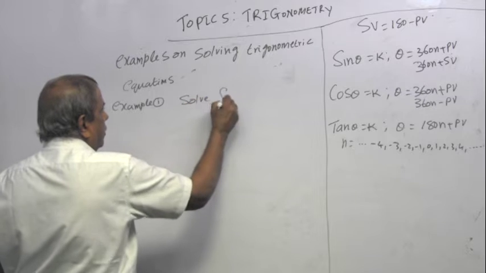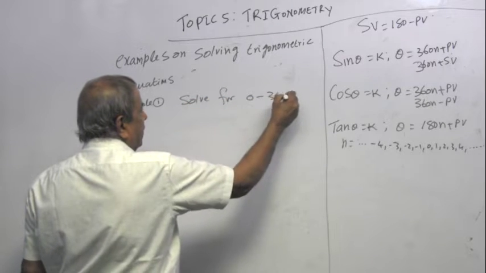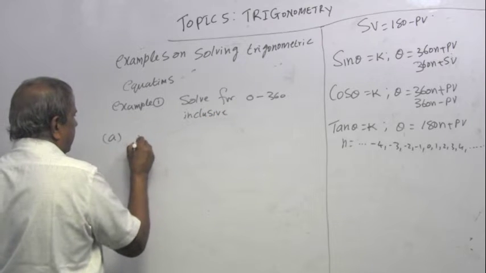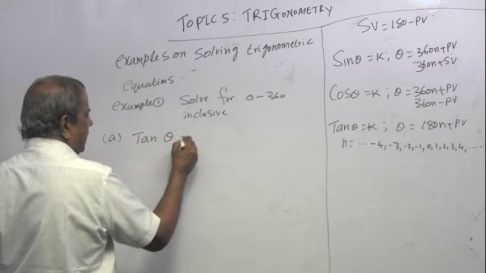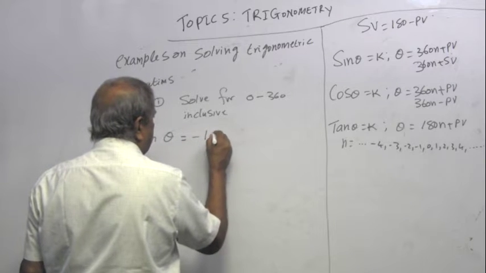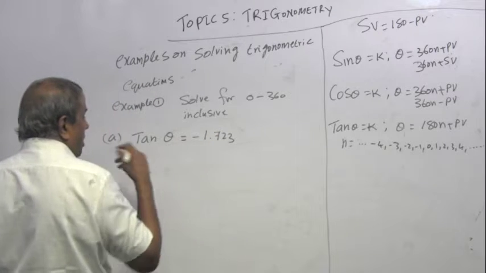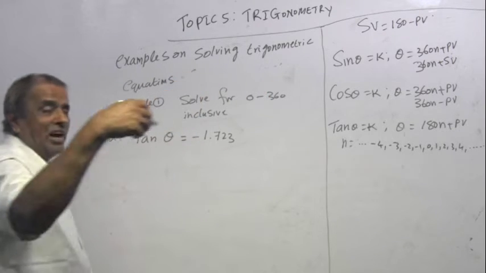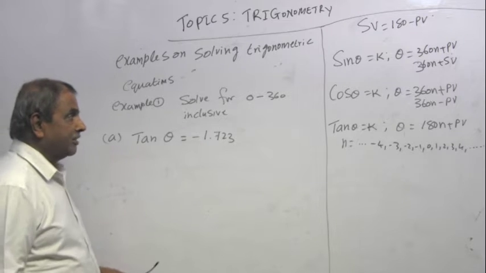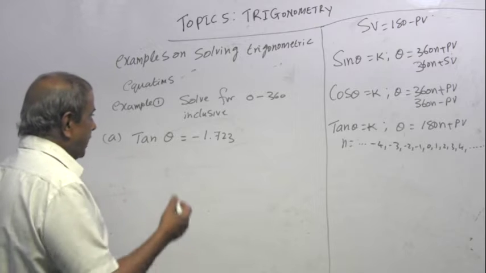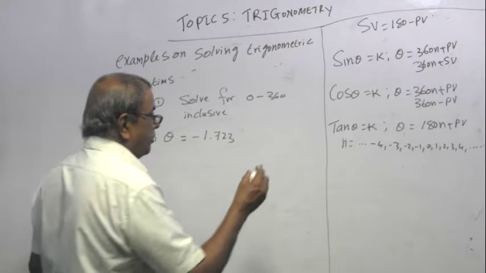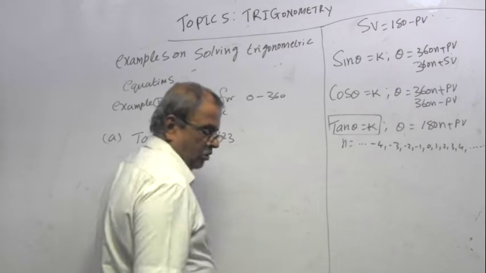Solve for 0 to 360 degrees inclusive. Let's look at part A. Tan theta equal to minus 1.723. Of course, I should mention giving answers to the nearest 0.1 degree. Or exact answers, whatever it is, we shall see. So then what we do is, we have to look at the first job. So I'm using the tan formula. Go to your calculator.